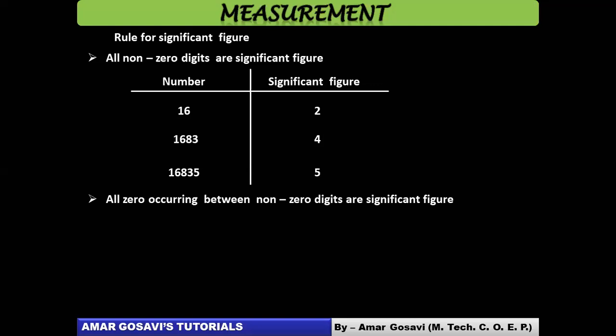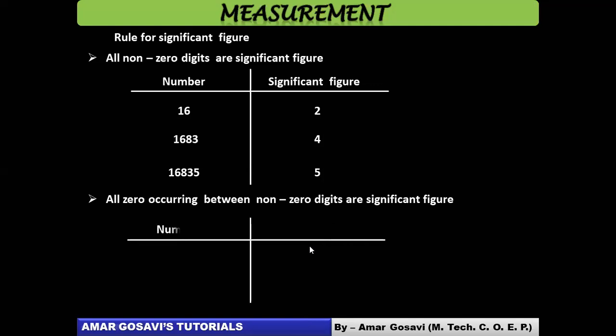All zero, the second rule, please try to understand this, okay? You have to be very focused on what we are discussing, because once you understand all the rules, it is very easy for you to depict significant figures, and you would get such questions in your examination. The second rule says: all zeros occurring between non-zero digits are significant figures. Very interesting. Let's work it out with the help of examples.